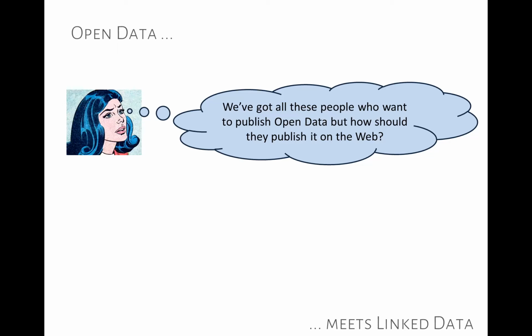So people in the open data community were thinking, okay, we have these data that we think could be useful to people. We'd like to share it with people. We'd like the public to use these data for some social good. But how technically should we publish these data on the web is the question.